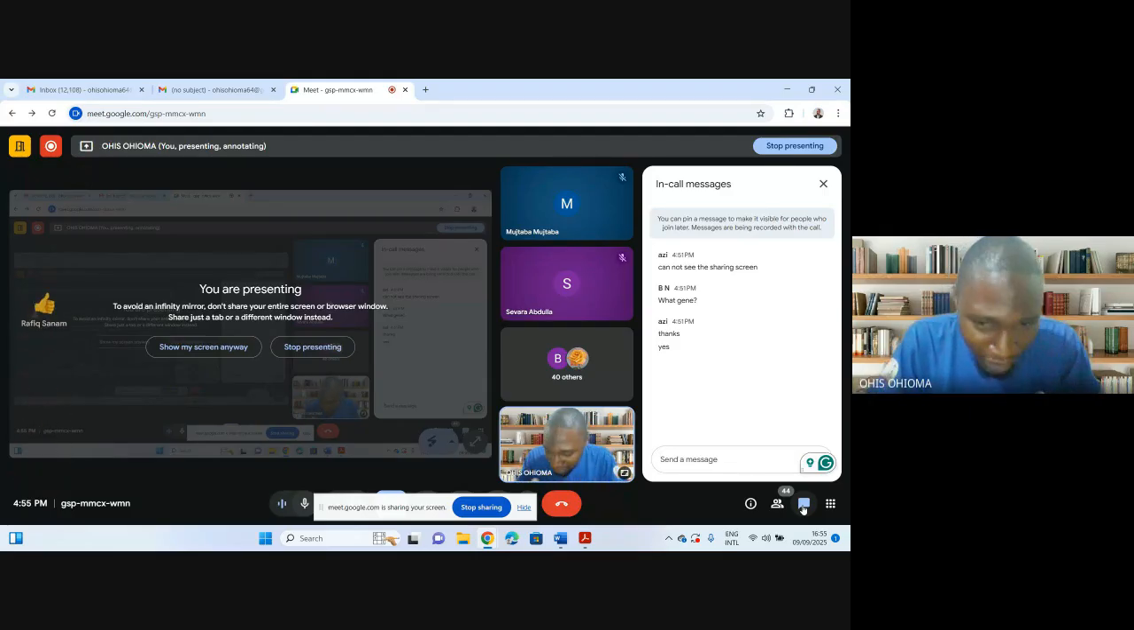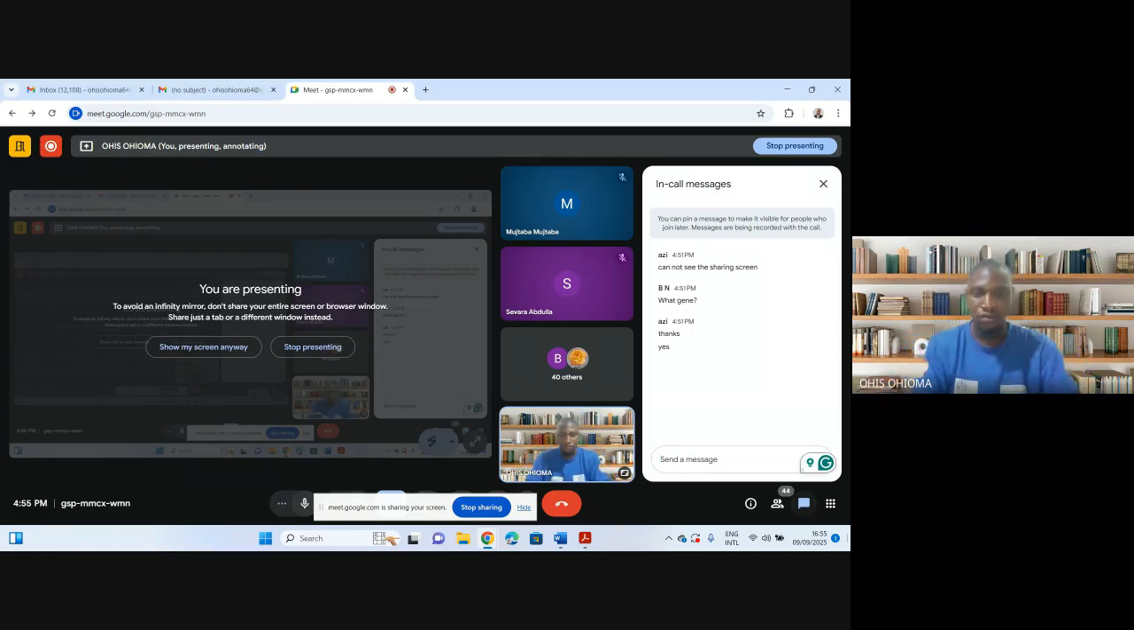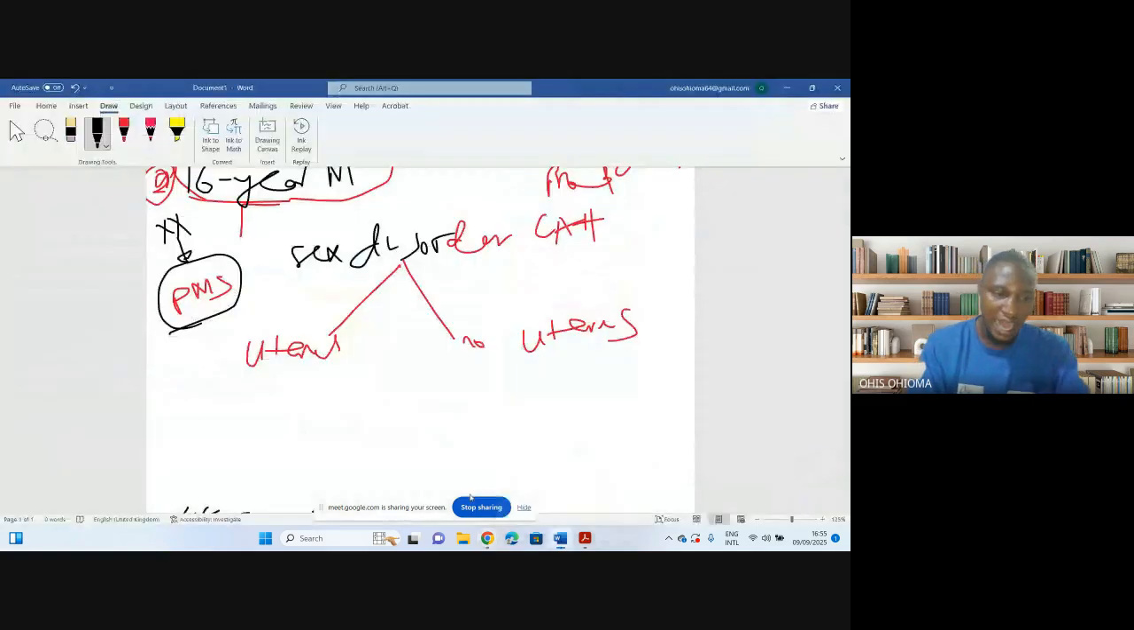All that thing about a 16-year-old male, go to the question, look at the question. If the patient does not have a uterus, this patient is a male until proven otherwise, genetically. Now, if this patient has a uterus, the next question you want to ask yourself is, does this patient have a breast?